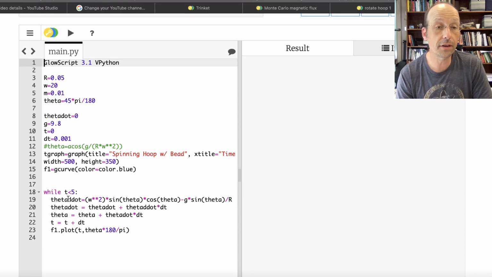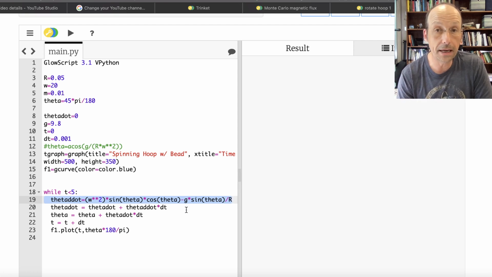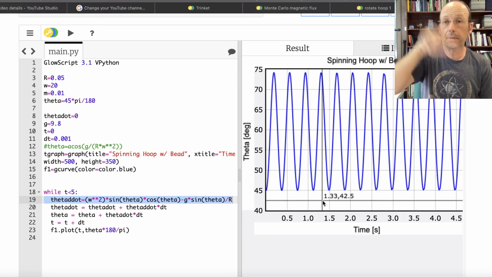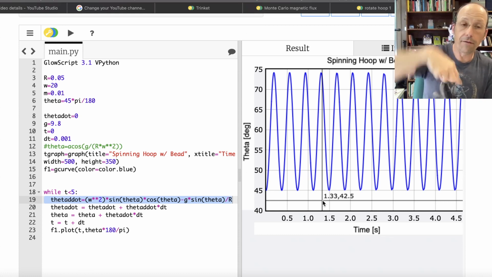Now down here, I just run this for 5 seconds, so while t is less than 5. Line 19, I just calculate theta double dot. That's all I did. Line 20, I update theta dot. And line 21, I update theta. And that's it. And then I plot t and theta, and I convert theta back into degrees, and so you can see what it looks like. So the bead just oscillates up and down in the angle, but the whole thing's rotating around too.